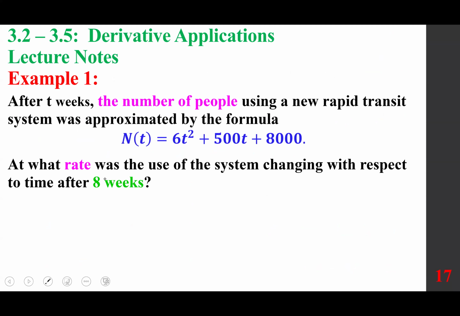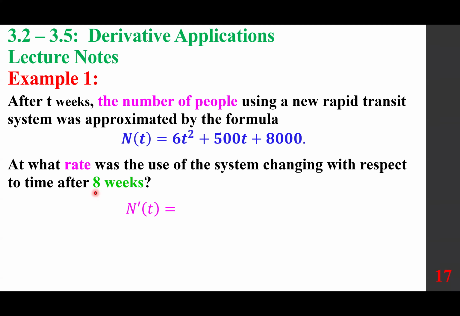Here are the derivative applications. Example 1: after t weeks, the number of people using a Newtron rapid transit system was approximated by n of t equals 6t squared plus 500t plus 8,000. At what rate was the use of the system changing with respect to time 8 weeks after? And that means the moment you see rate and one point in time, differentiation, n prime of t.